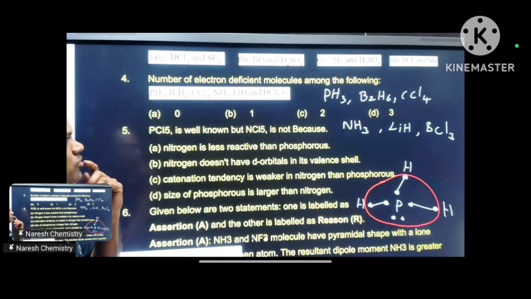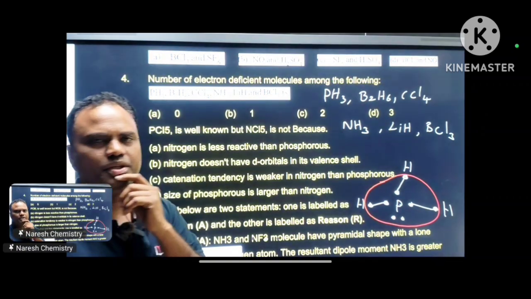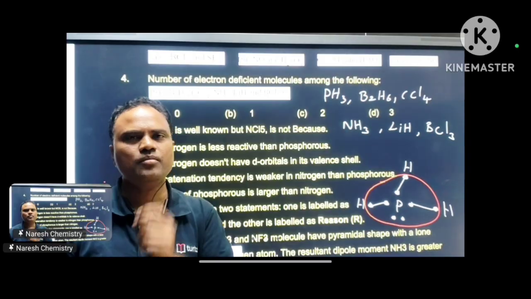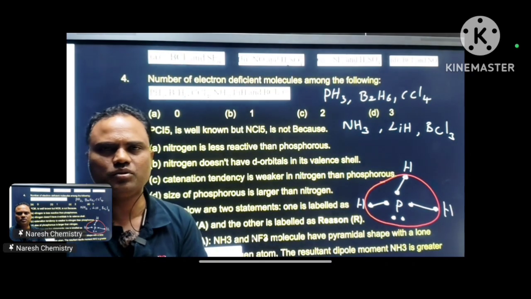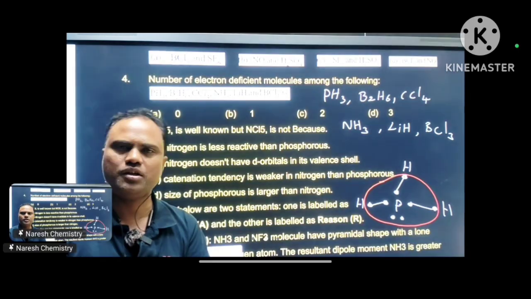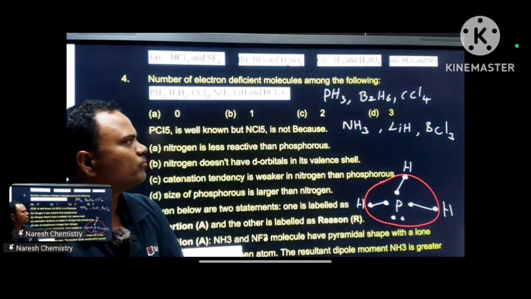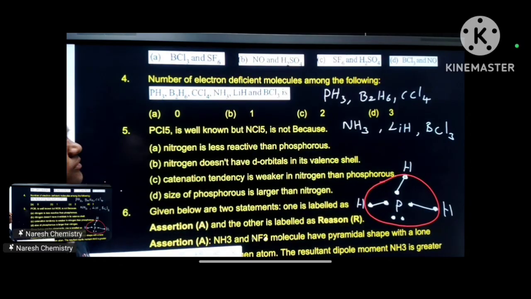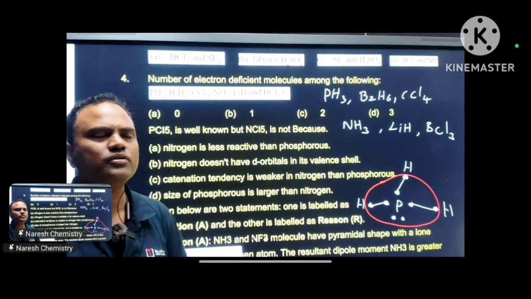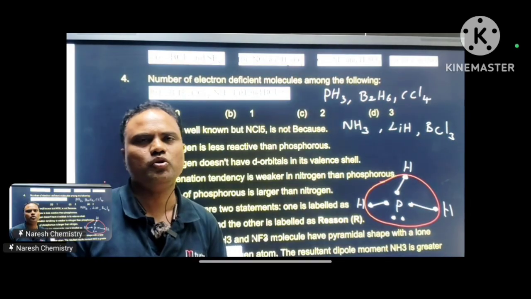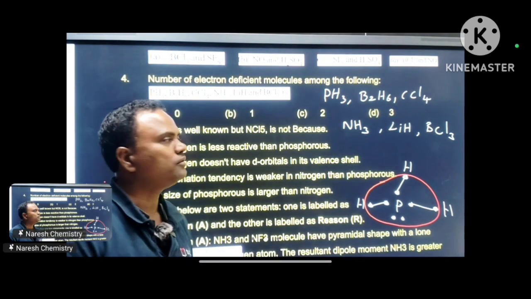Coming to B2H6. B2H6 is a different molecule. Remember, it is an electron deficient molecule. Diborane is electron deficient. Remember.